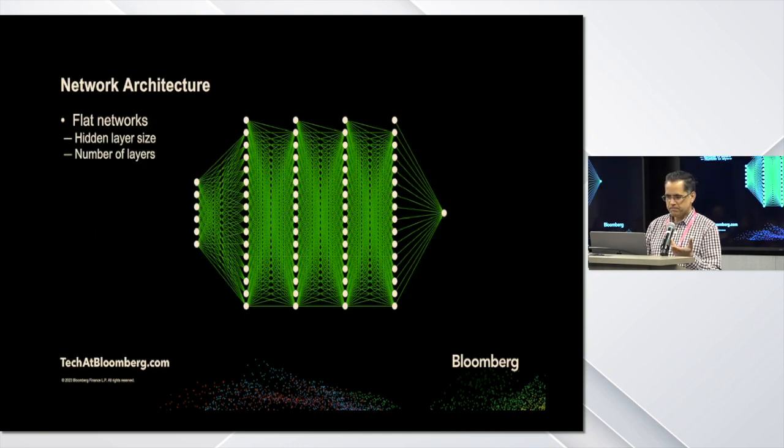To make the hyperparameter choices easy, we just went with a flat neural network. By flat, I mean all the hidden layers have the same number of neurons. That way, we don't have to worry about the number of neurons in each layer. In my training, I think I took 4 hidden layers with 128 neurons per layer.